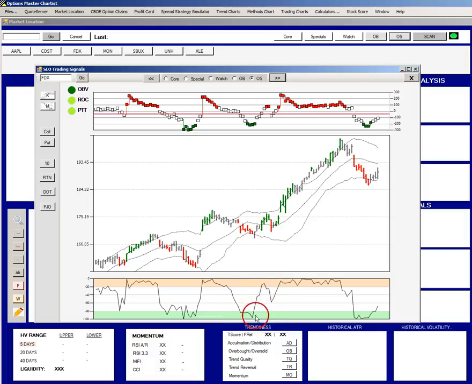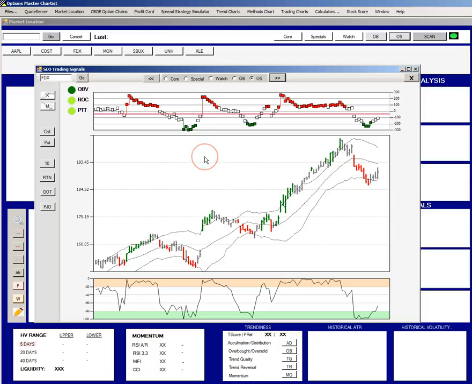The bottom panel here is the Williams percent R, which is a very sensitive stochastic-like indicator, and we can see that the Williams percent R has moved out of the oversold zone and is just starting to head higher. So we have a good candidate, FDX, Federal Express, in a good position that we want to look at for a long trade on Monday.